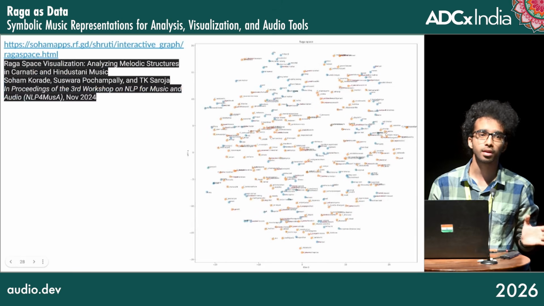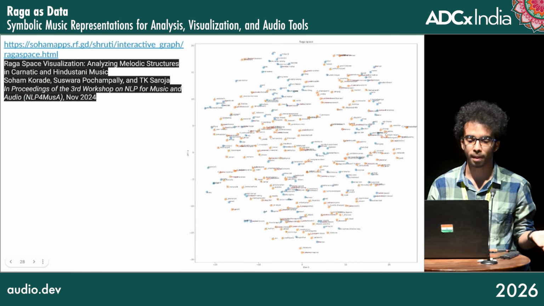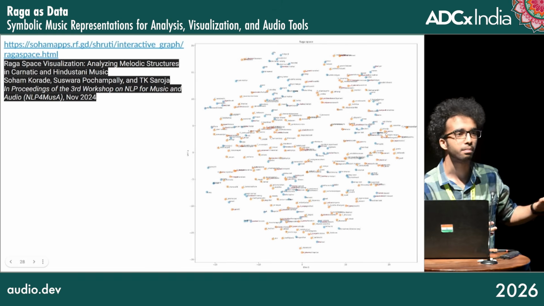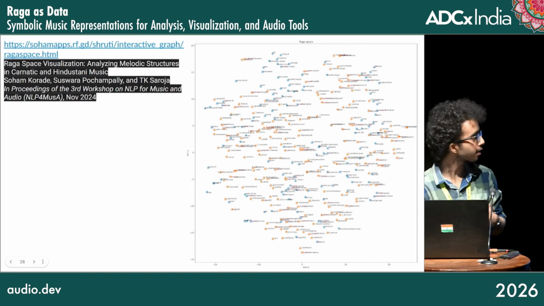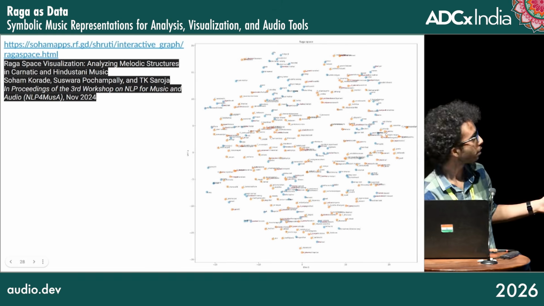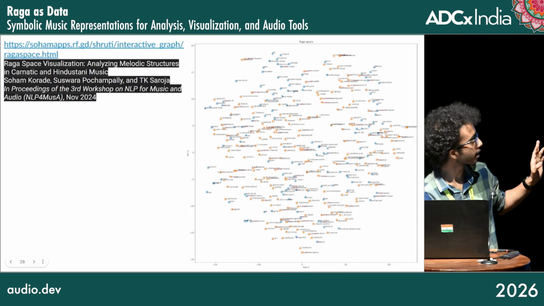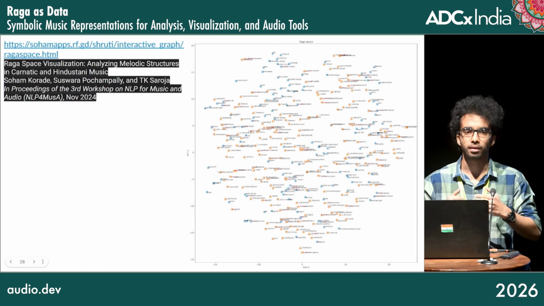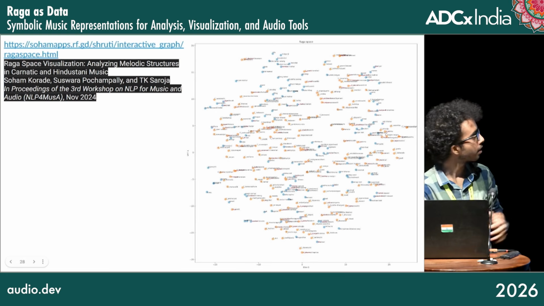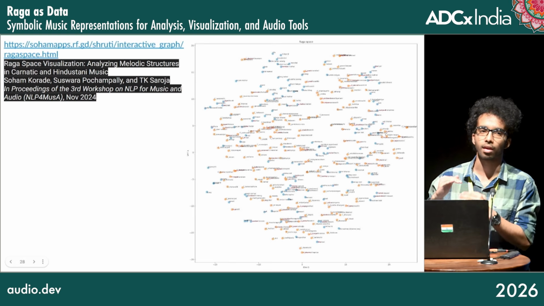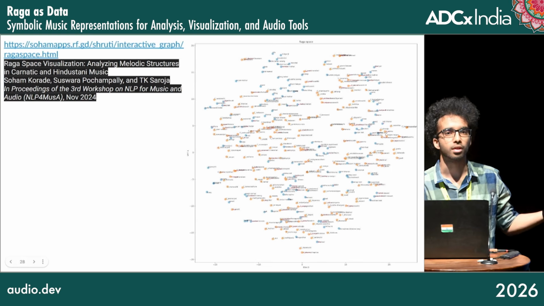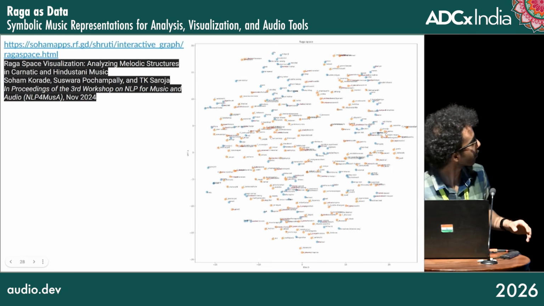Using those numerical representations for a raga, you can plot them on a big graph, because we have 337 ragas. What we saw was interesting: similar ragas are clustered together and different ragas are far away. That is one observation. We also saw that similar ragas across traditions, like Yaman and Kalyani, Hindustani and Carnatic, are very close, as you can see here.